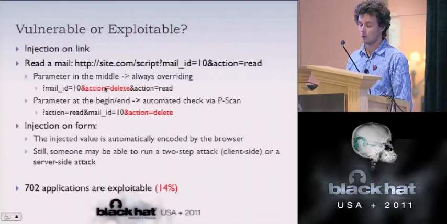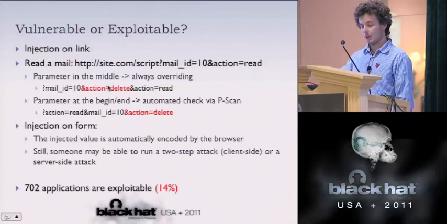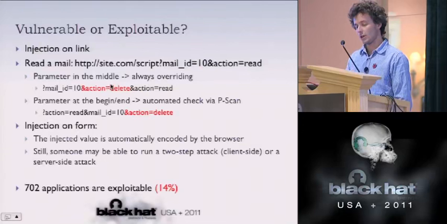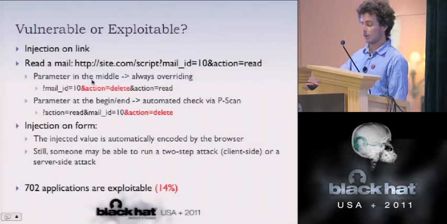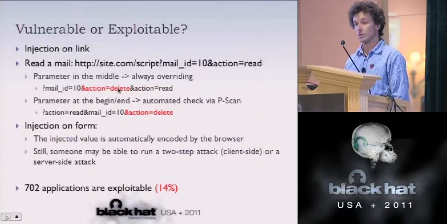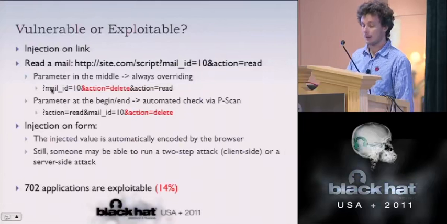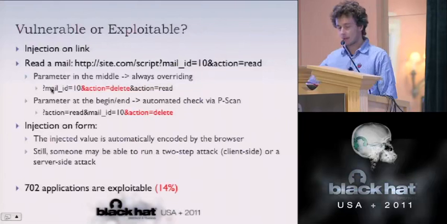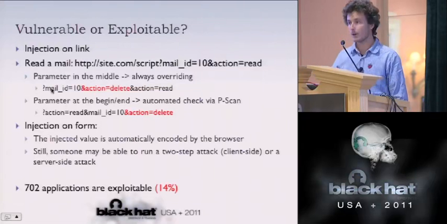If the precedence is on the first parameter, and you inject it here, you will override the action read. So you can actually delete the mail. Instead, if the precedence is on the second parameter, you can write mail ID equal 20. So you can actually override the mail parameter. So when the injection is in the middle of the link, there is always overriding.